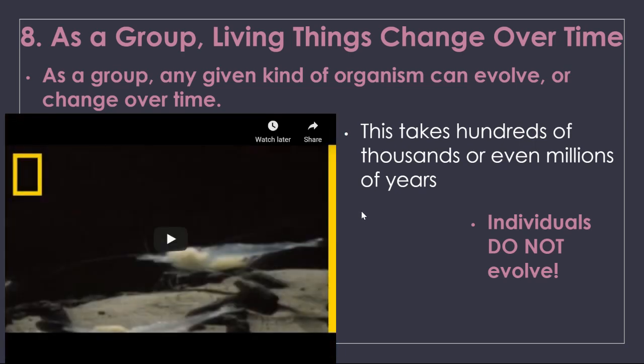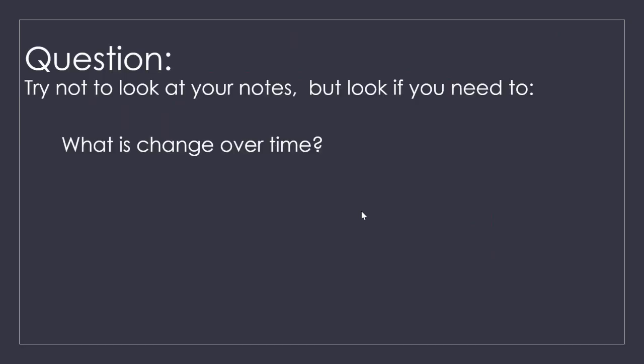Kind of interesting. So those shrimp, they're in a dark cave. They don't need to be able to see. And so over time as a group, their eyes got smaller and smaller and smaller until they just didn't have them anymore. All right, here's some questions.